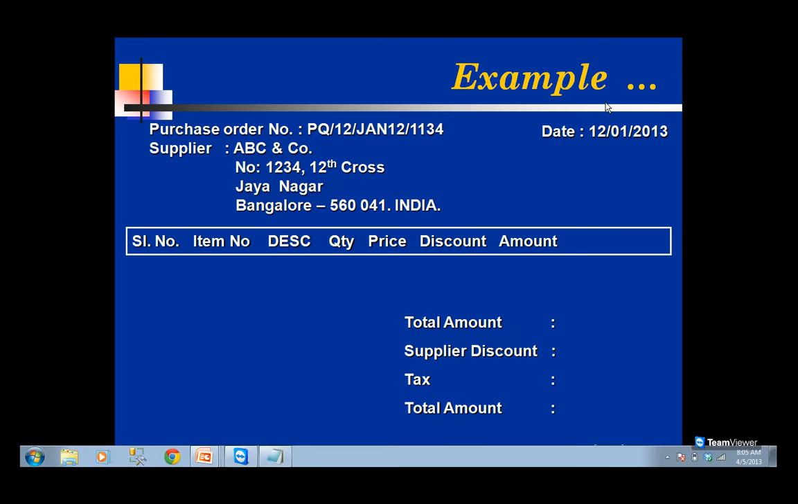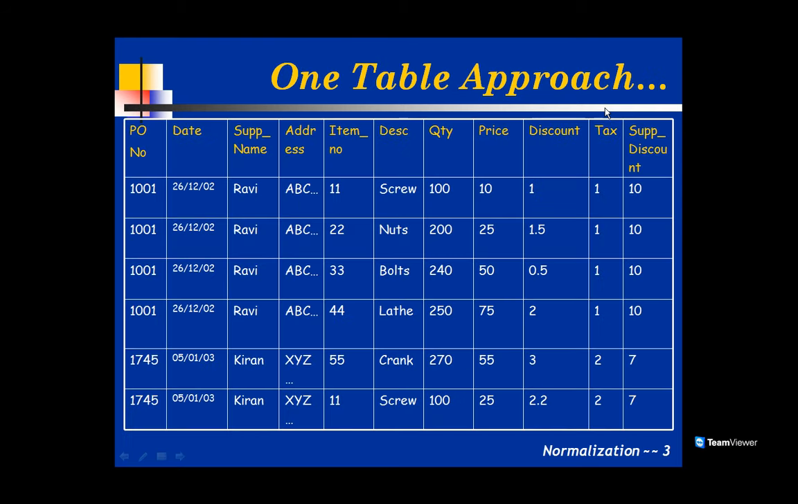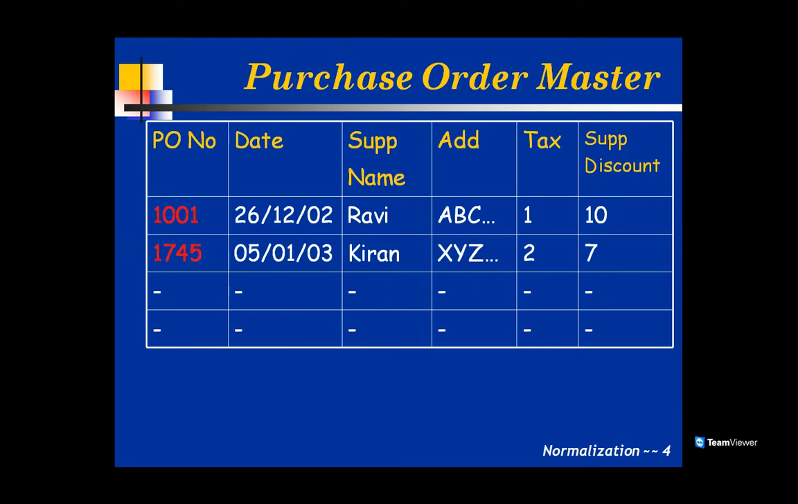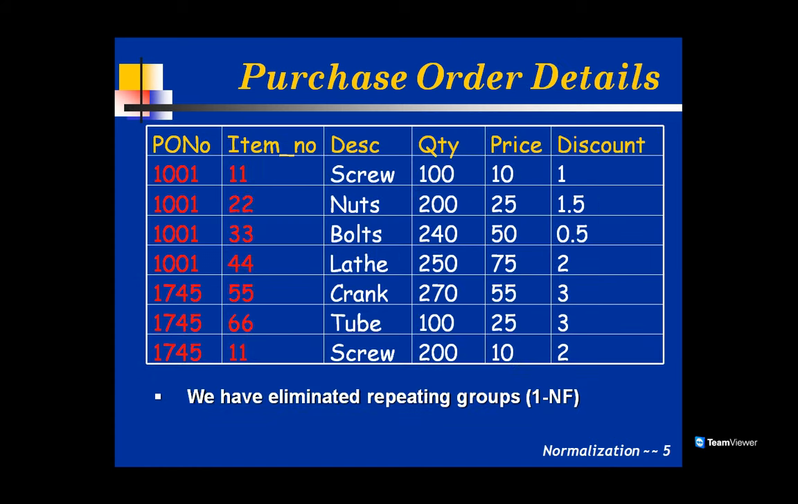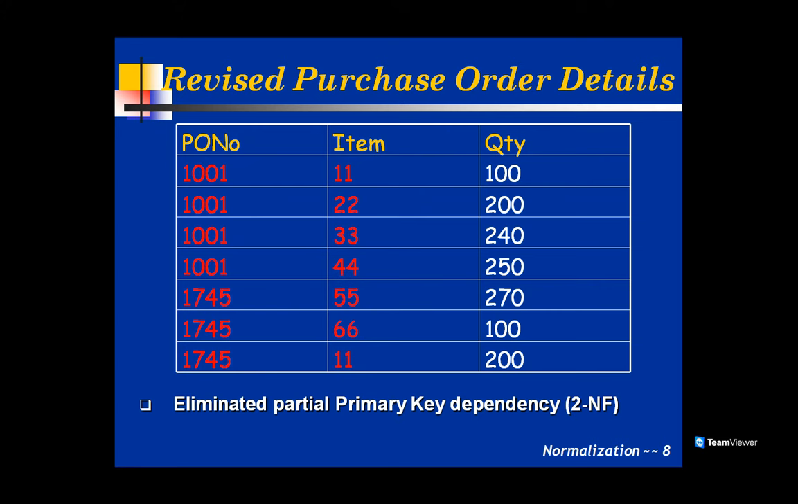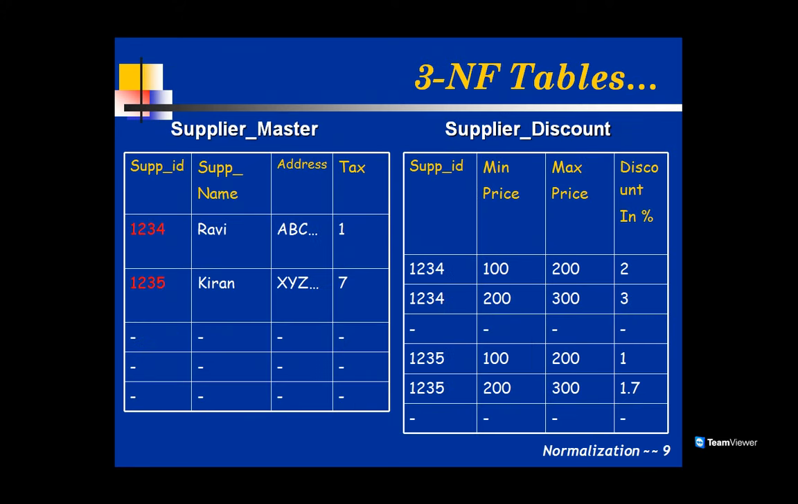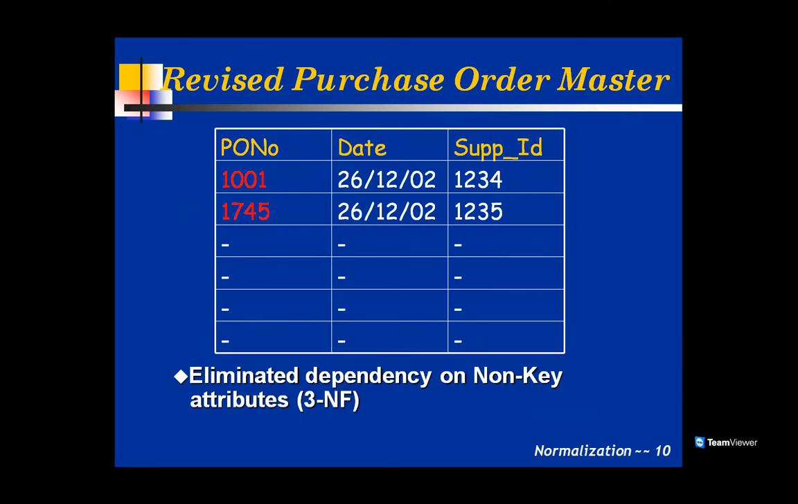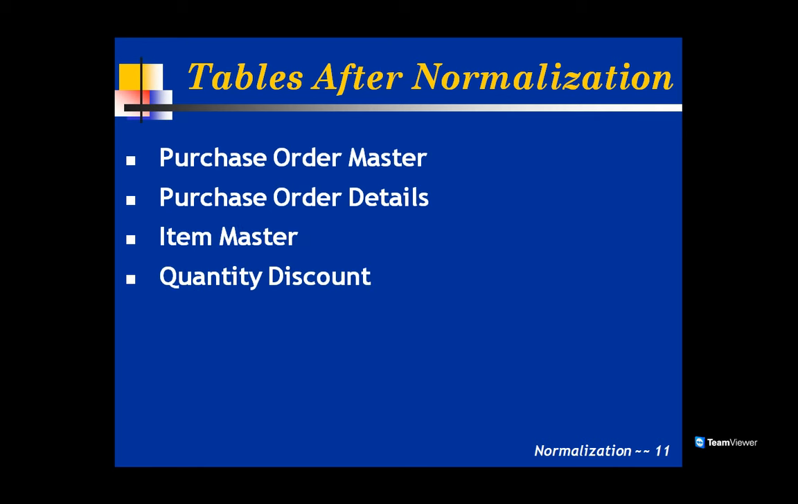So yesterday we had taken this case study and understood how to use the one table approach. Then we had split it, then applied first normal form. Then again we applied the second normal form, eliminated partial dependency. Then we eliminated non-key attributes. This is third, and all of them we discussed yesterday. So we got six tables yesterday.